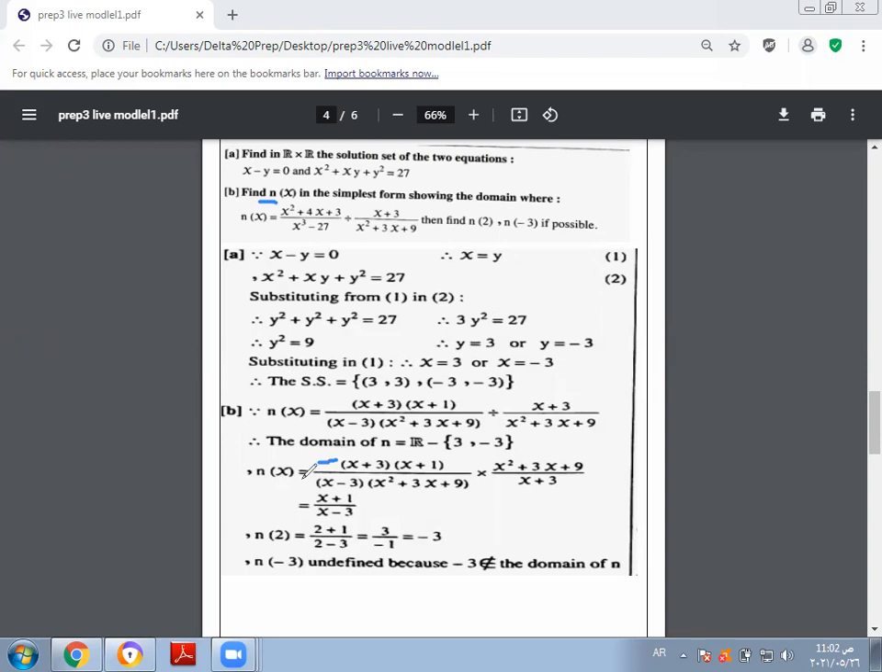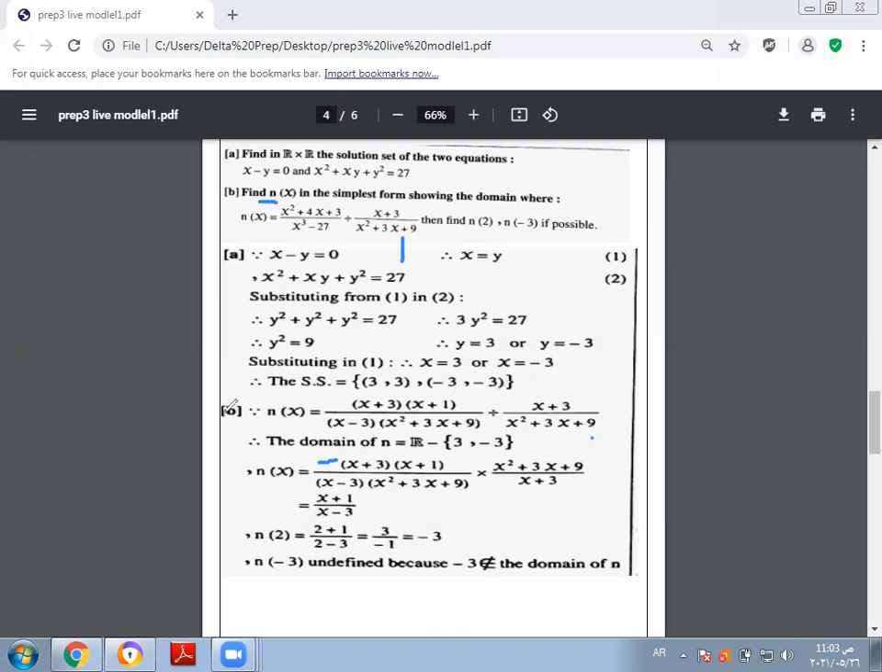It will be x plus 3 multiply x plus 1, and x power 3 minus 27. We factorize it by the difference between two cubes, using a small bracket and a big bracket. The small bracket will be x minus 3 and the big bracket will be x power 2 plus 3x plus 9. Then we factorize x power 2 plus 3x plus 9. We find we can't factorize it, so we write it as it is.